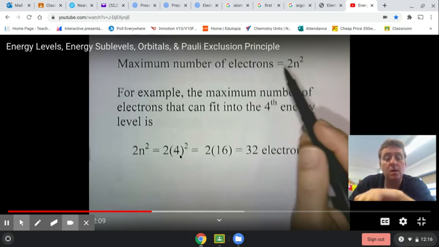2 squared, oh, I'm sorry, he's referring to the fourth energy level. Let's use the second energy level. So 2 squared would be 4. So 2 times 4 is 8 for the second energy level. Apologies, folks. Third energy level, 3 squared is 9, times 2 is 18. Fourth energy level, 4 squared is 16, times 2 is 32. So apologies for this little digression.